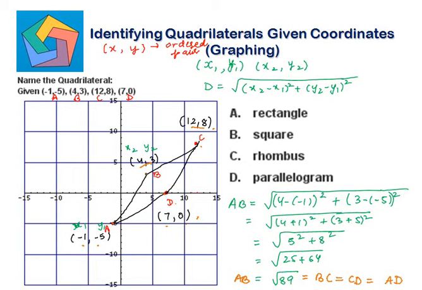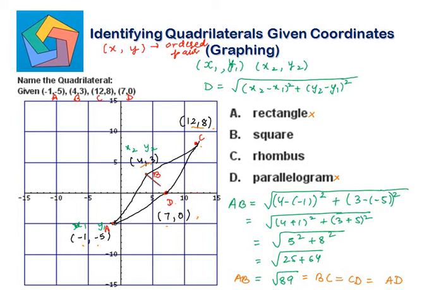It means it cannot be a rectangle, it cannot be a parallelogram, since rectangle and parallelogram have only opposite sides equal. So it has to be either a square or a rhombus. Now the difference between a square and a rhombus is that the diagonals of a square are equal, whereas diagonals of a rhombus are not equal. So we can find the diagonals also.